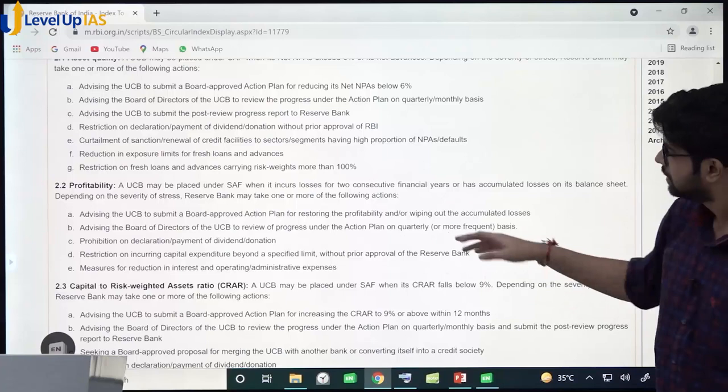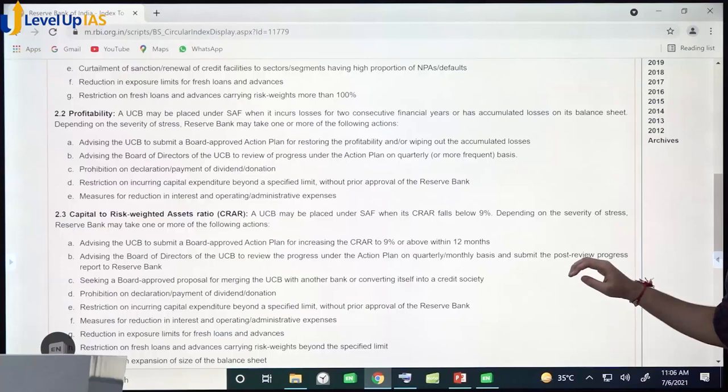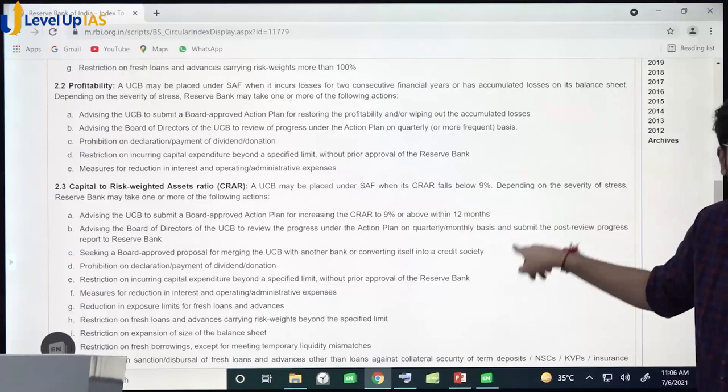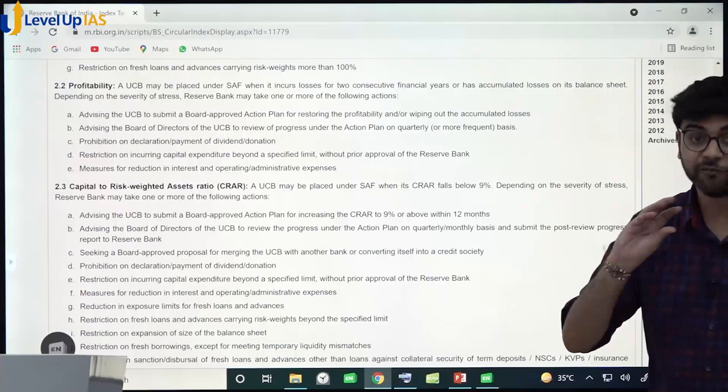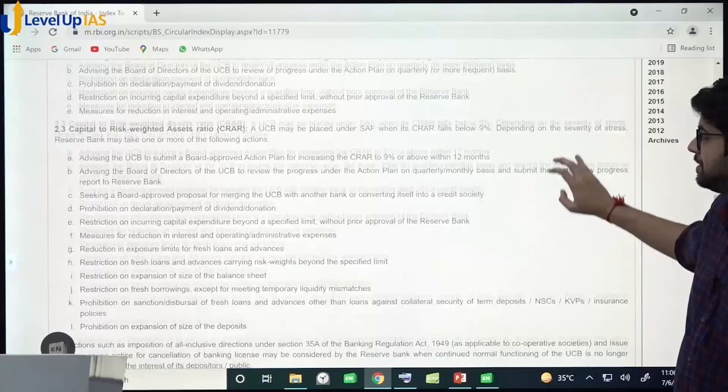Third, do you know what is that? Do you know the heading? Third heading, what is it? Capital to risk weighted asset ratio. May be placed when its CRAR falls below 9%. Remember, 9 plus 2.5, 11.5 has to be placed. 9% is the default CAR. You remember? I hope you remember. Falls below 9%. Okay? Fourth, nothing.